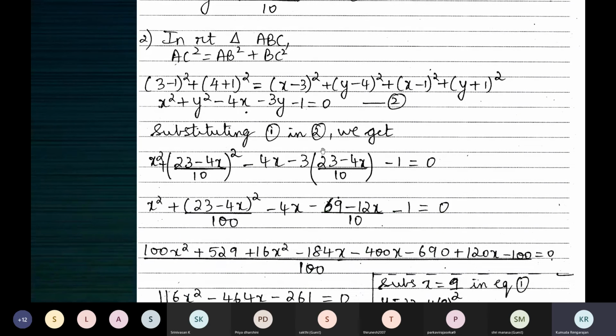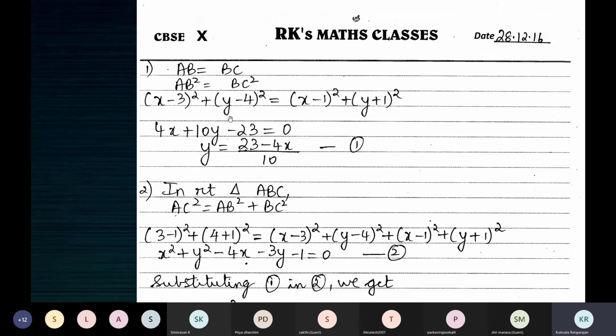Now, when we work the second condition, 3 minus 1 is 2. Don't apply a minus b the whole square here. 3 minus 1 is 2. 2 square is 4. 4 plus 1 is 5. 5 square is 25. Here again, open the bracket, and on simplifying, you get this equation. Now this is quadratic while this is linear.